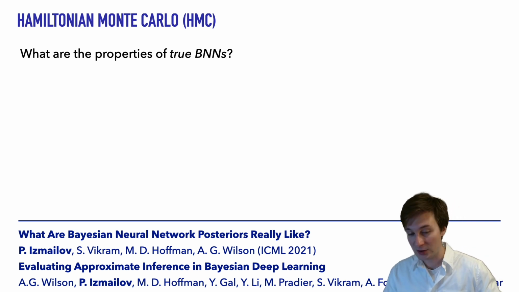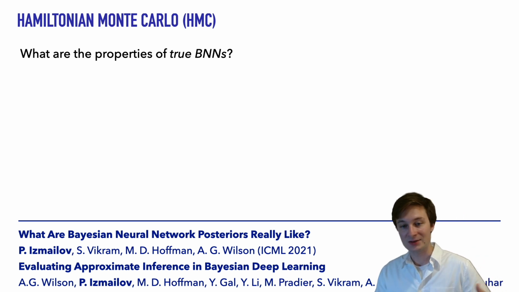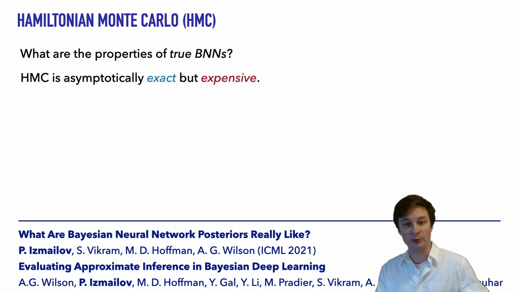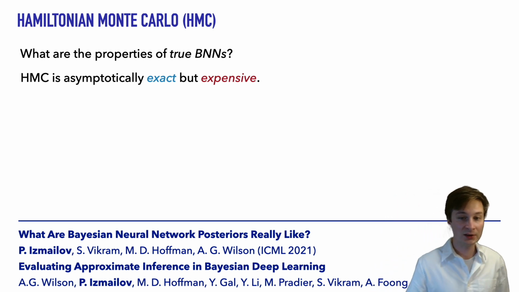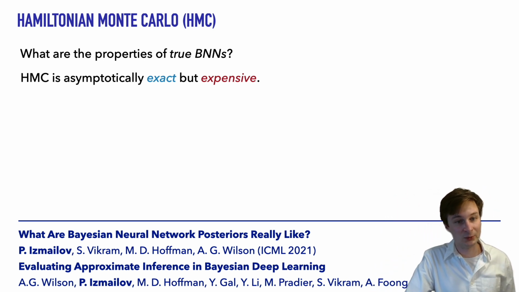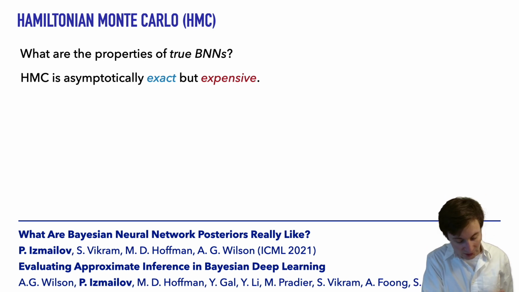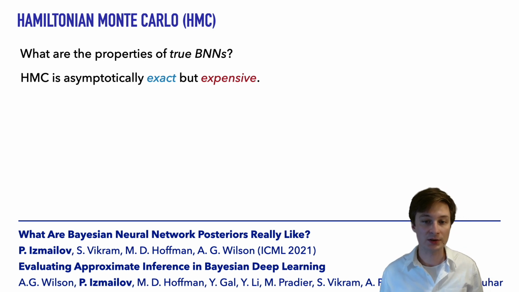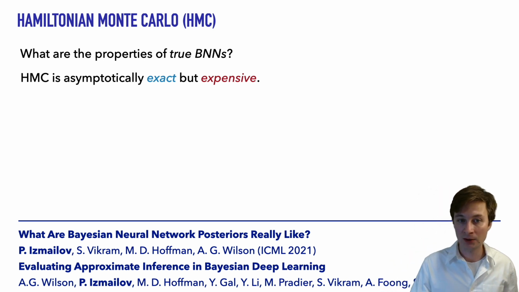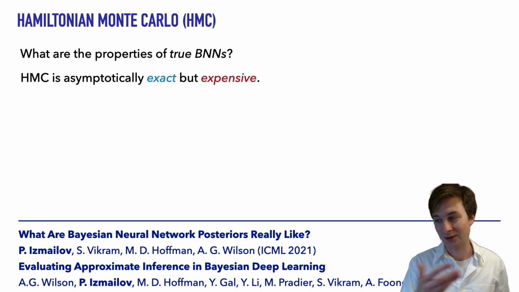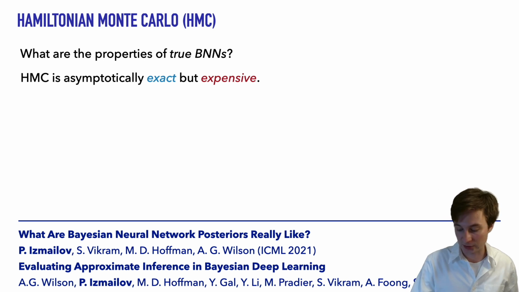And so in order to study the properties of true BNNs, we have to use other methods. And so in the next part of the talk, I'll discuss Hamiltonian Monte Carlo. So Hamiltonian Monte Carlo, or HMC, is a method that is asymptotically exact. What that means is that if you run it for a while, eventually it starts actually sampling from the true posterior. And so you can have some guarantees on the quality of the approximations that you get.